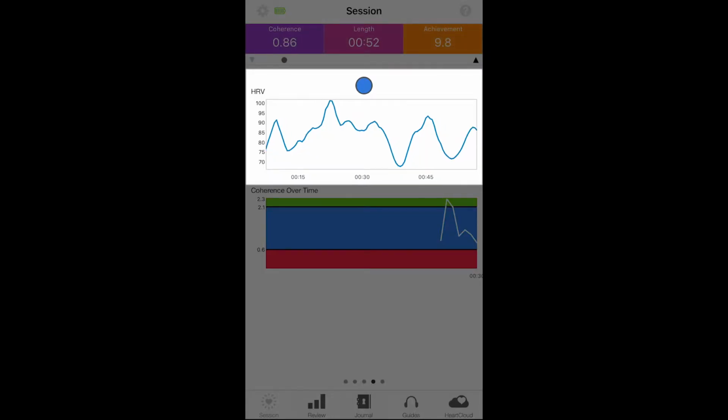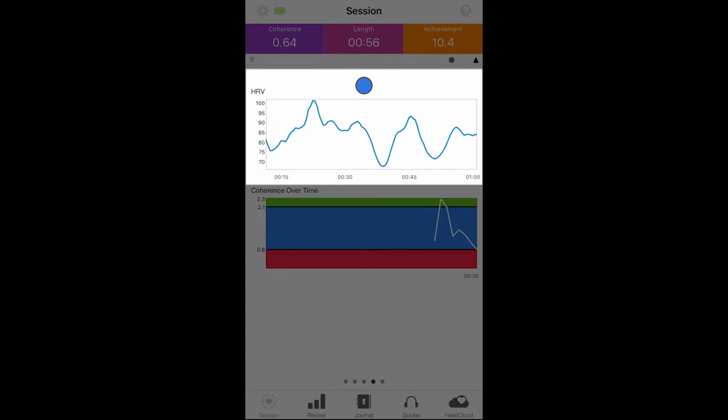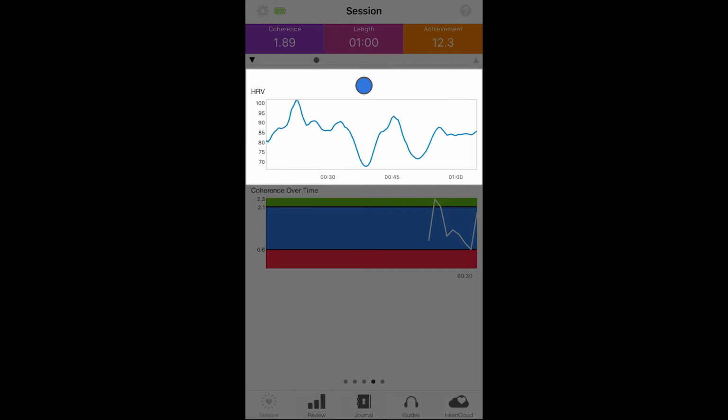In this short tutorial, we'll look at the advanced screen. This is where you'll be able to observe important information during a session. In the HRV section of the advanced screen, you'll see a full view of your heart rhythm, HRV pattern, and can watch it change over time as you practice. The goal is to create a nice, smooth, sine wave looking pattern.